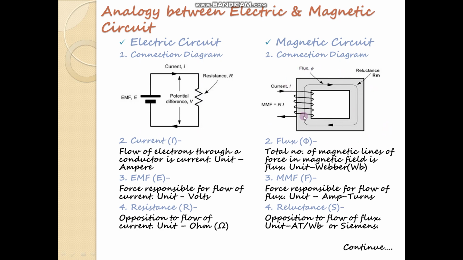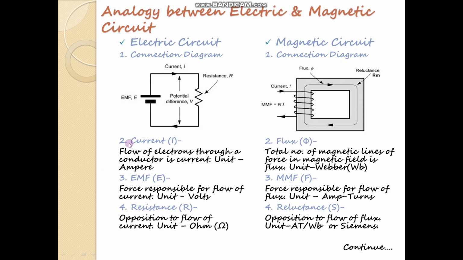This is the connection diagram for a magnetic circuit. This is the rectangular-shaped iron core. One wire is wound over that core. MMF is applied. Current passes through the coil and after that the flux will start flowing through this magnetic core, and this reluctance opposes this flux.